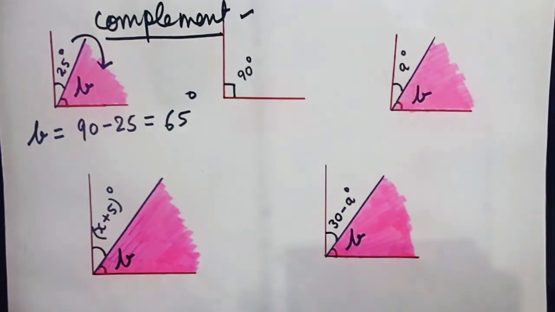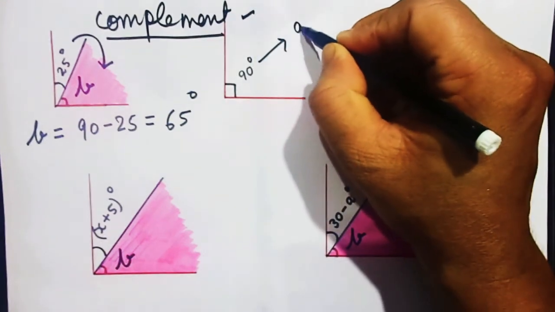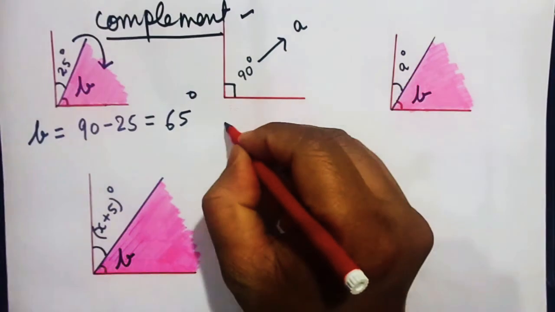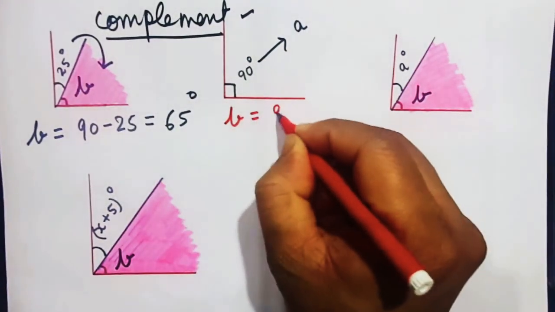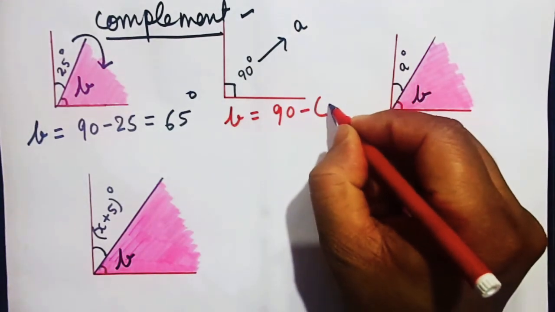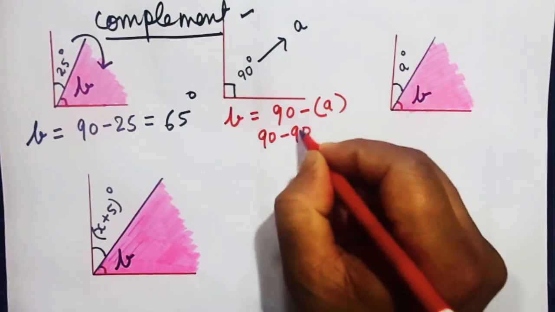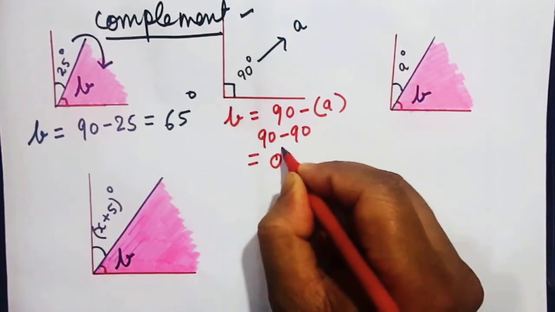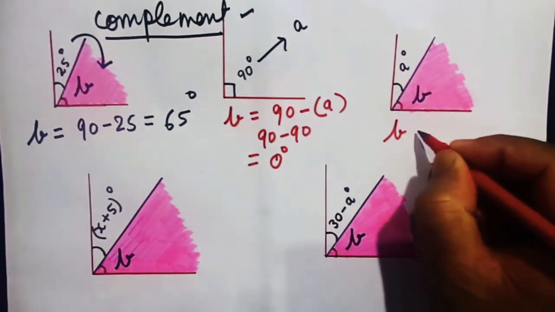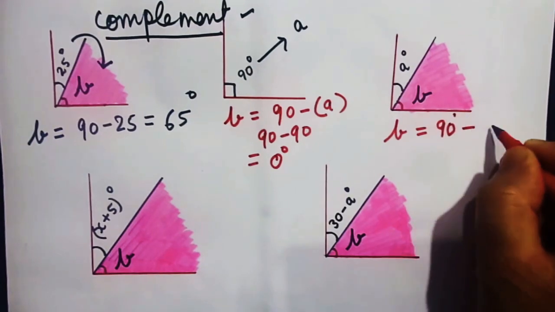Similarly, here they have given you the angle. This is angle A. So, what will be the value of angle B? The value of angle B over here will be equal to 90 minus A, or you can say 90 minus 90. So, equal to 0 degree. Let's see over here. What about B? The value of B will be equal to 90 degree minus A.